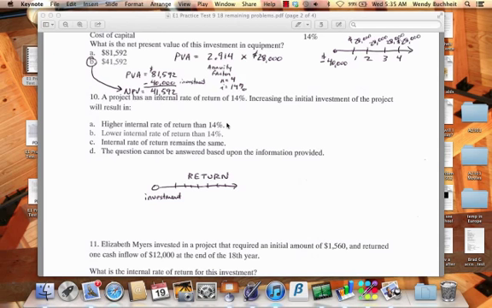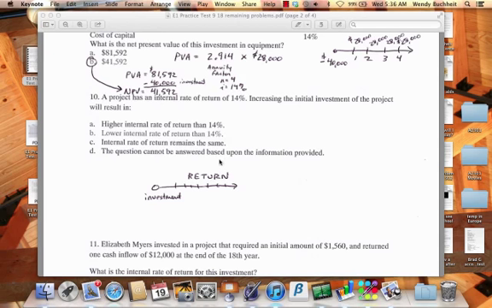Number 10 is a word problem. It says a project has an internal rate of return of 14%. Increasing investment on the project will do what? And you have a bunch of options. The solution tells you that it will lower your internal rate of return.